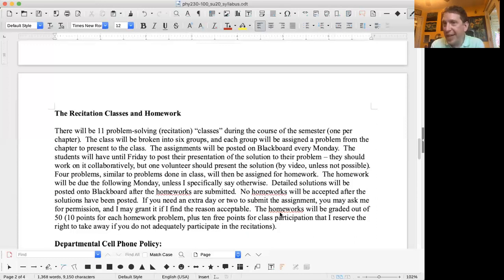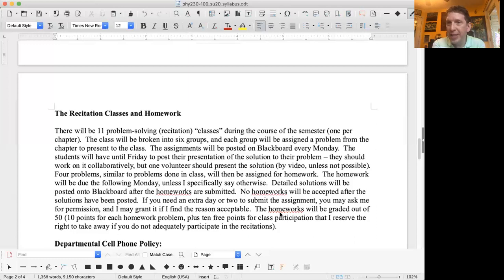And then, for each chapter, you'll have 4 homework problems. Those you'll do individually. And those will be due the following Monday. So you'll get problem sets for 2 chapters. I'll try to post those over the weekend. You'll have till the following Monday to do those homeworks. So, we'll go over the lectures and the recitations in sequence that week. So the homeworks will be graded out of 50.